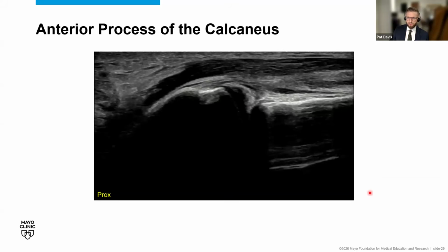All right, two more structures to hit here. So anterior process of the calcaneus and the bifurcate ligament. Important to assess in a lateral ankle sprain mechanism, as anterior process fractures can also often be misdiagnosed as lateral ankle sprains. And also there can be avulsion of the bifurcate ligament with forced inversion of the ankle and hindfoot. So here we have the anterior process of our calcaneus, and then we have our cuboid over here.